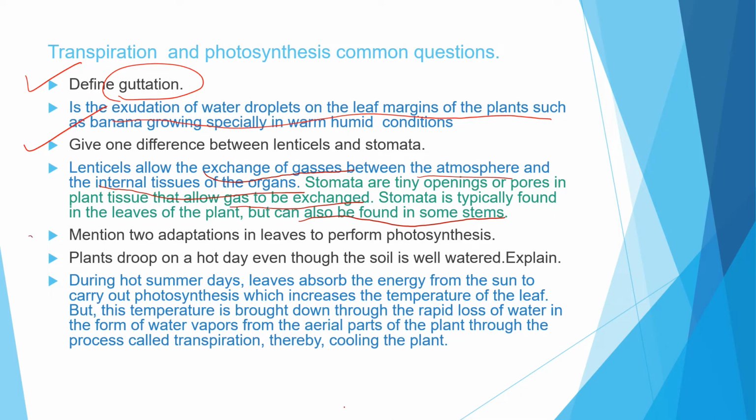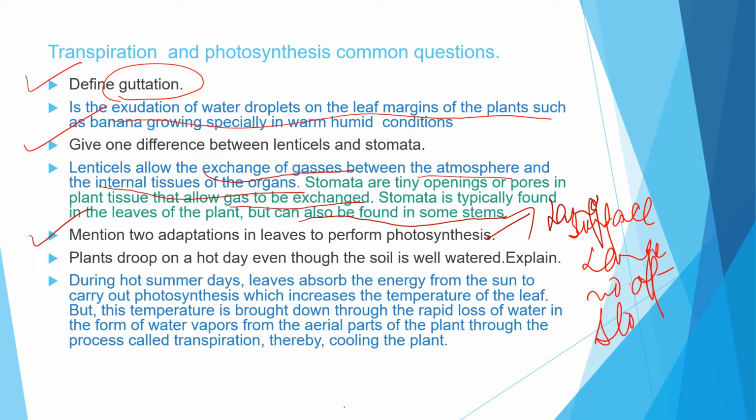Now here the next question is mention two adaptations in leaves to perform photosynthesis. So what is the main adaptation? Now the large surface area is one of the main adaptations, because leaves which have a large surface area help in the maximum absorption of light. So the large surface area is the main point. First we can say the large surface area. So the next one we can say is the large number of stomata.